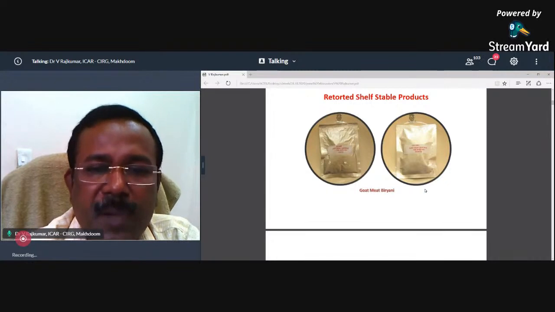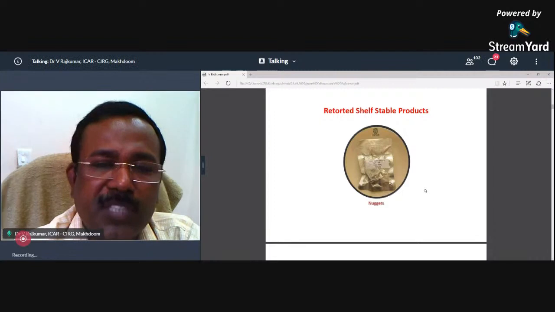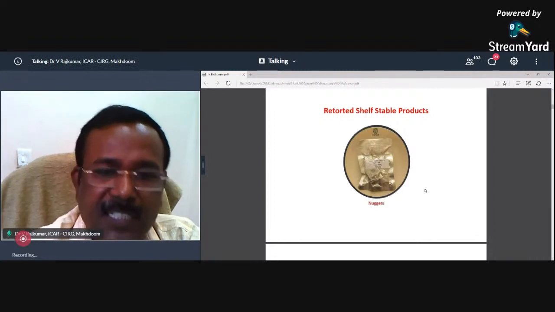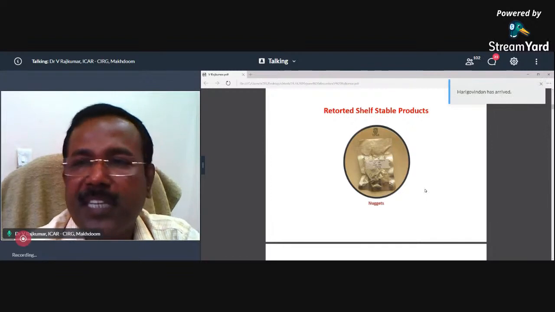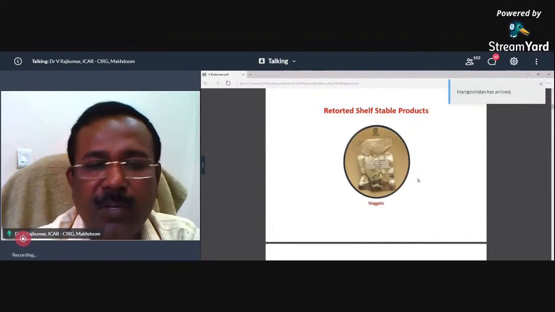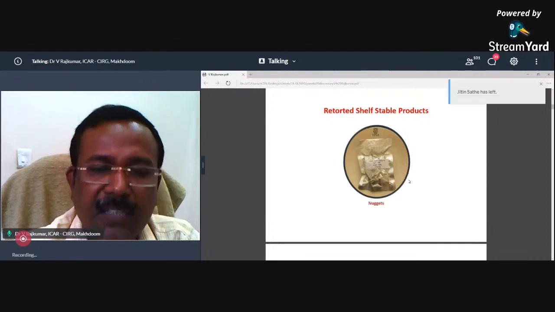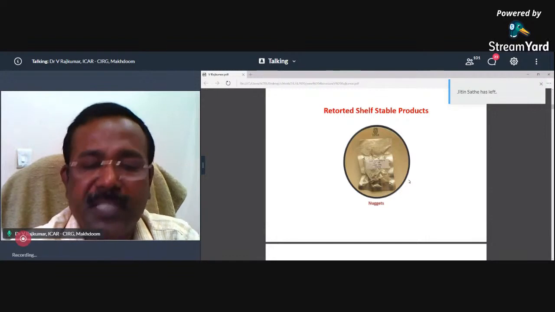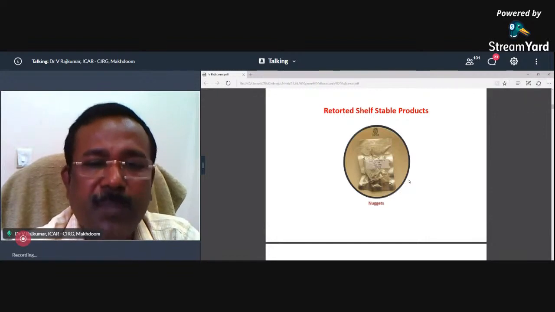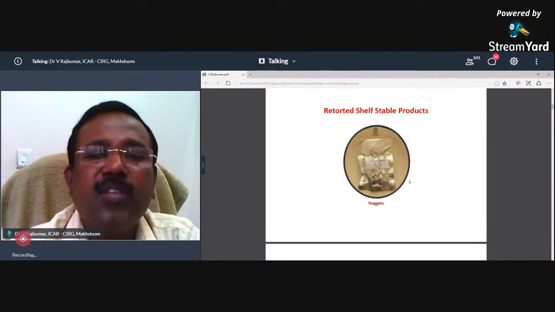Next, please. This is goat meat nuggets, which I am talking about. These kinds of products can be kept at room temperature. Previously, this kind of technology was not available. This is a dry type of meat product. There is no curry at all, and we have modified the method of preparation a little bit, so we can keep the product for 3 months at room temperature. Dry type products like nuggets at room temperature. Next.